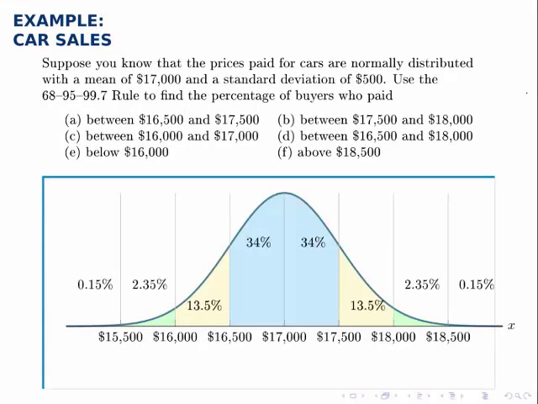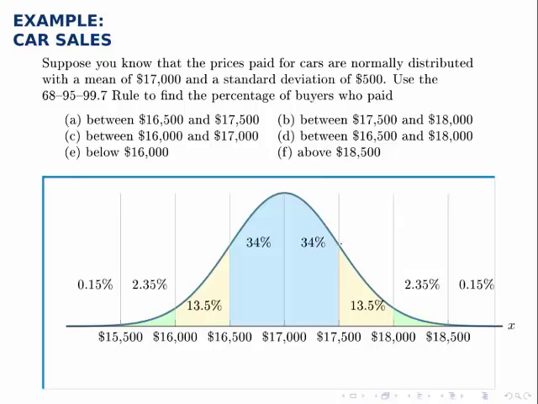The center is the mean, and then each unit on the axis is the standard deviation. So we have it centered at 17,000, we go up to 17,500, 18,000, 18,500, and we could keep going, but that's all we need. And then on the lower side, we go down to 16,500, 16,000, and 15,500. Here I've also filled in all the percentages for each range.